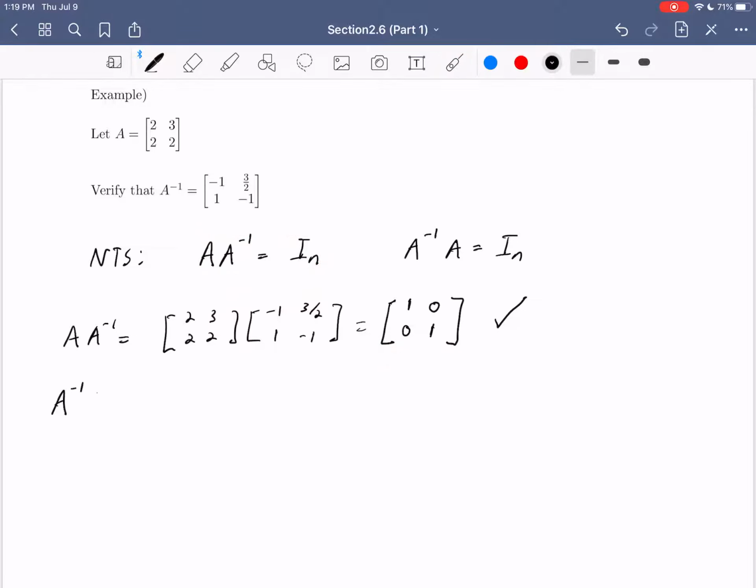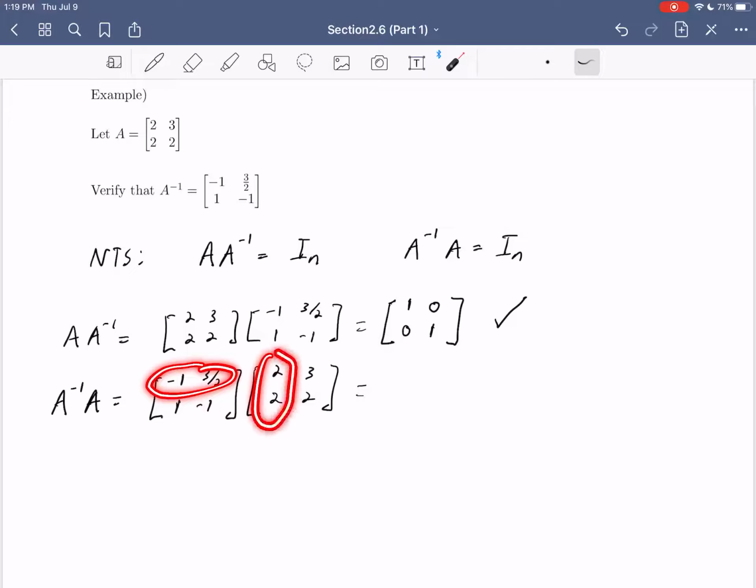And that is the identity matrix. Check. So this direction does yield the identity matrix. Now let's take a look at the other direction. So now we're going to do negative 1, 3 halves, 1, negative 1, and then times 2, 3, 2, 2. So this row times this column gives us a negative 2 and a 3. Negative 2 plus 3 is going to be 1. This row times this column gives us a negative 3 and a 3, which when we add up is 0.